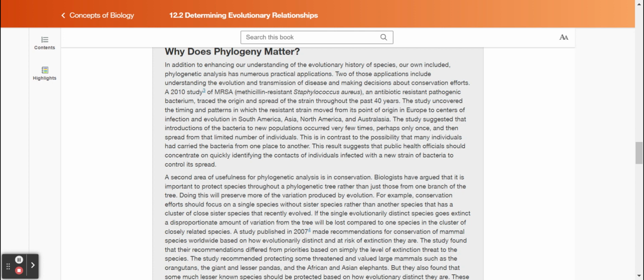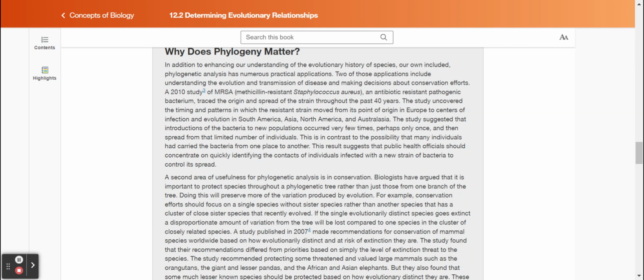A 2010 study of MRSA, methicillin-resistant Staphylococcus aureus, an antibiotic-resistant pathogenic bacterium, traced the origin and spread of the strain throughout the past 40 years. The study uncovered the timing and patterns in which the resistant strain moved from its point of origin in Europe to centers of infection and evolution in South America, Asia, North America, and Australasia.